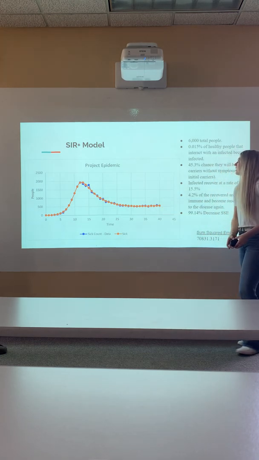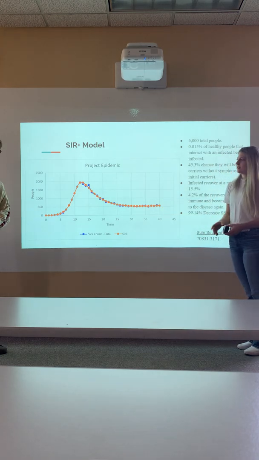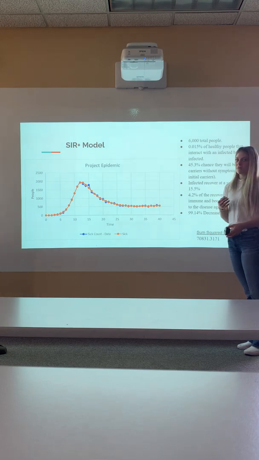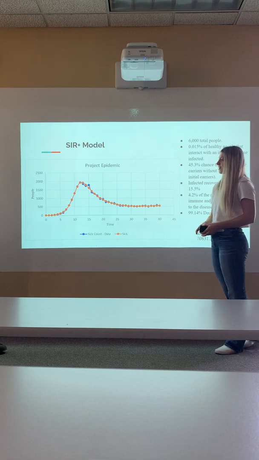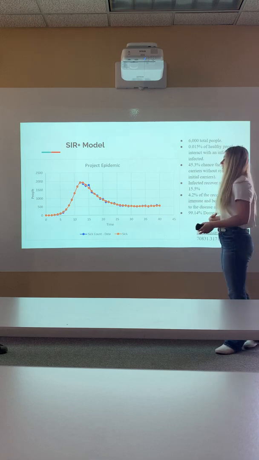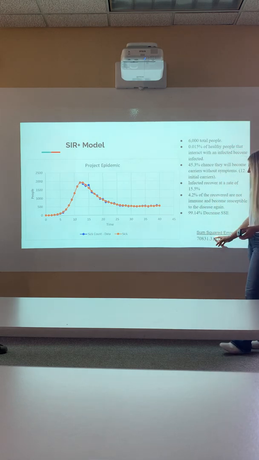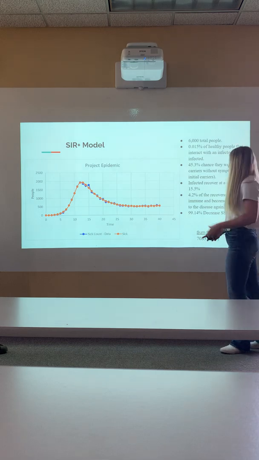Here we added carriers to our infected people, and we also added a recovered susceptible group where sick people can get sick once again. Our sum of square errors is much better, with only 70,000.